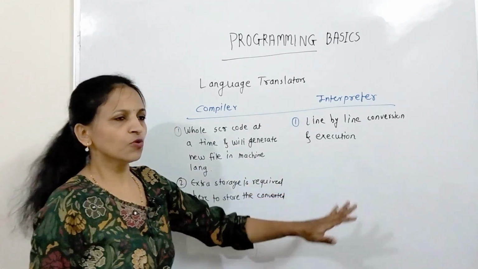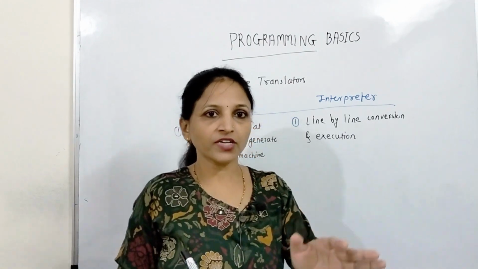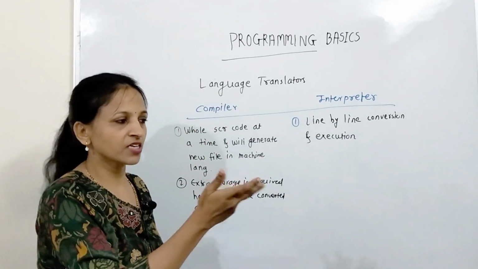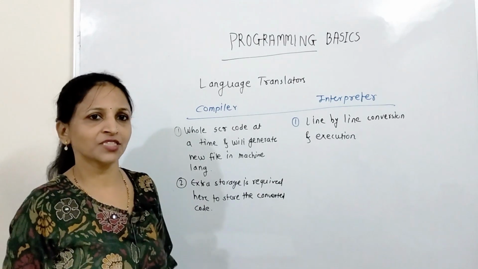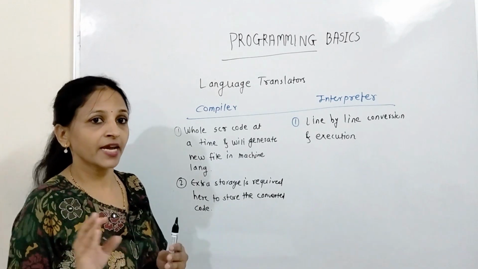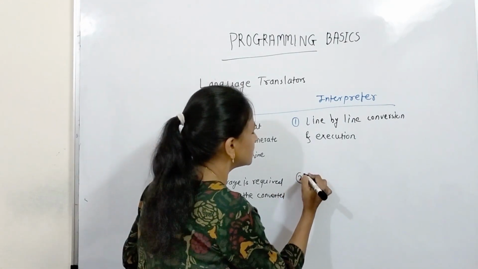Here, in case of an interpreter, no extra storage is required. Why? Because whatever converted code, that will not be stored anywhere, because the interpreter will convert one line and execute it. Then it will take the second line, convert and execute it. It will not store that intermediate code anywhere. That's why no extra space is required.